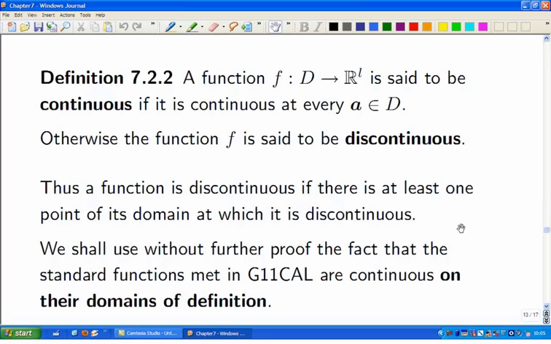So then, of course, if you're continuous at every point of your domain, that makes you continuous. If you're not continuous and you're discontinuous, that means there's at least one point of the domain where you're discontinuous. In other words, at least one point of your domain where continuity fails.